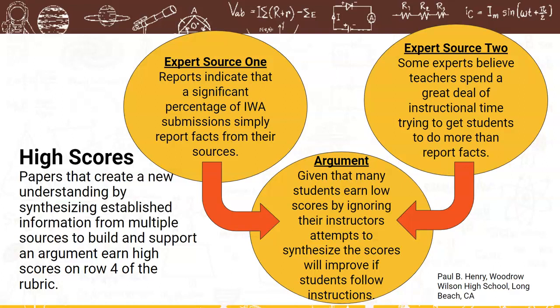If this is the only time I do it in the paper, then I'm probably going to get stuck at a medium. But if repeatedly throughout the paper, there is clear indication that I'm taking information from multiple sources and developing something new, that's how I get to a high score on row 4 of the rubric.